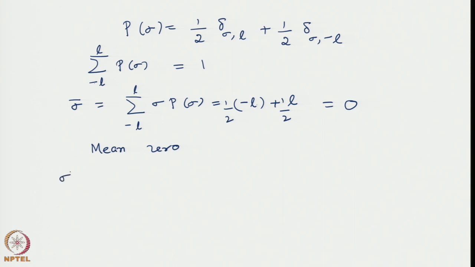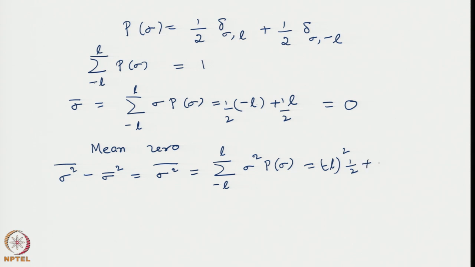Now we can calculate the variance, sigma square bar minus sigma bar square, which is only sigma square bar since sigma bar is 0. So this is equal to the sum over minus L or plus L of sigma square P(sigma). Granting that P(sigma) exists only for plus L and minus L, this is going to be minus L square half plus L square half, so it is simply L square. So we have variance sigma square equal to L square, since sigma bar square is 0.